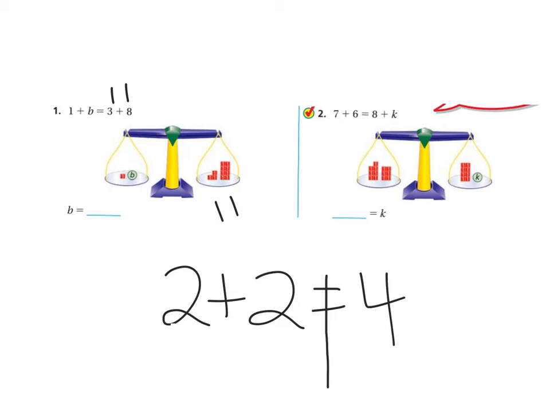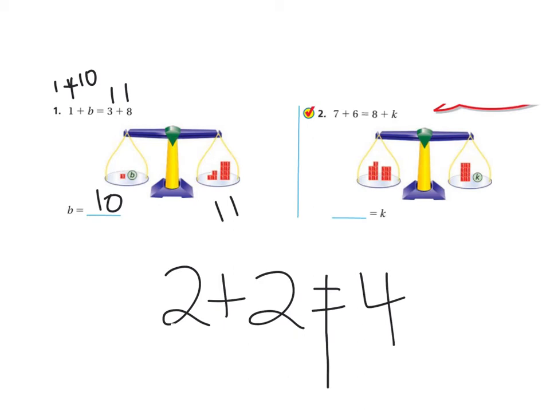It's not too bad because the numbers are so low. You can just use some mental math here. If I put 10, 10 plus 1 gives me 11. So b is going to equal 10. If I put it over here as 1 plus 10, that gives me 11 on the left side, and it also gives me 11 on the right side. And that's what I want. I want a balanced equation.